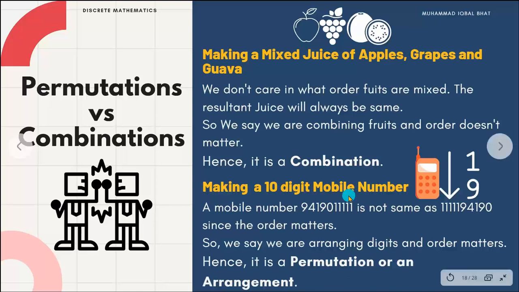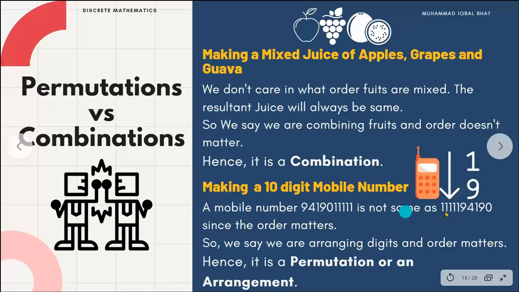Now let us look at another example. We have to make a 10-digit mobile number. Now you see that the mobile number 9419011111 is not the same as 1111941090, though both numbers have the same digits: 9 twice, 4 once, 1 six times.